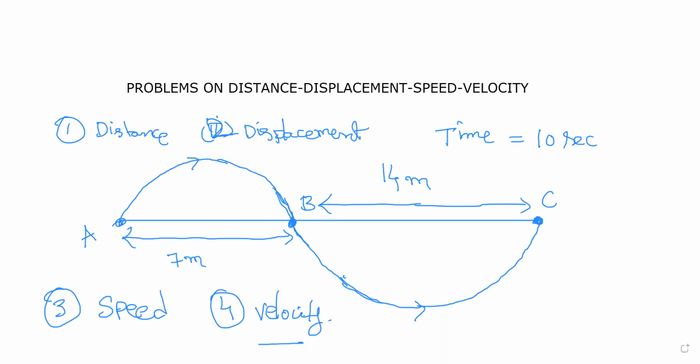Now this is problem number one, which I am dealing with. The situation is that a particle is moving from A to B via a semicircular path. This path is a semicircle for us. In this semicircular path, the particle is moving like this to B, and again from B to C, it is moving like this. The diameter of the first semicircle is about 7 meters, and the second semicircle with BC as the diameter is about 14 meters.